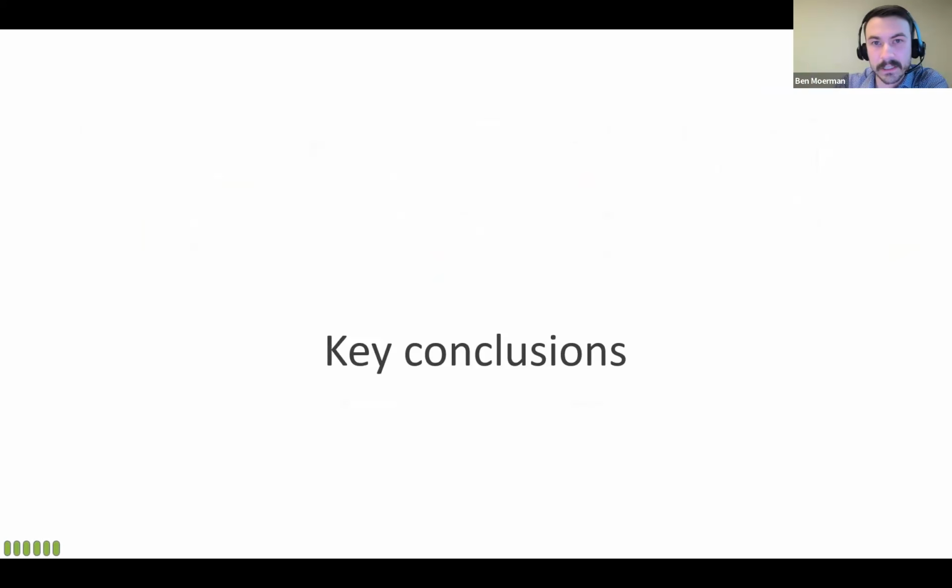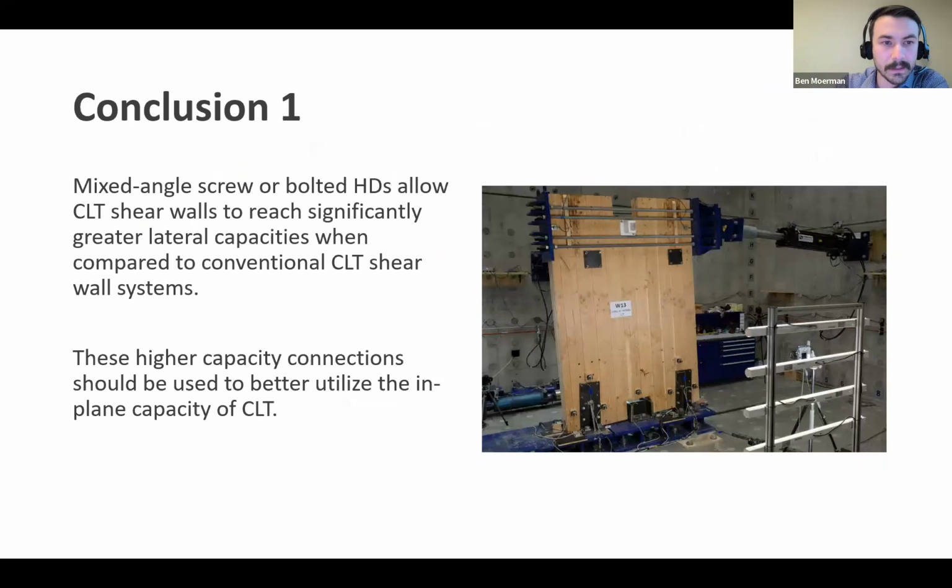So I'll just summarize a few key conclusions and then we can move to Q&A. So first, we can say that mixed angle screw or bolted hold downs let us reach really significantly greater lateral capacities compared to conventional systems. These high capacity connections can be used to better utilize the in-plane capacity of CLT, as if we're using them for shear walls, we want to use them efficiently.